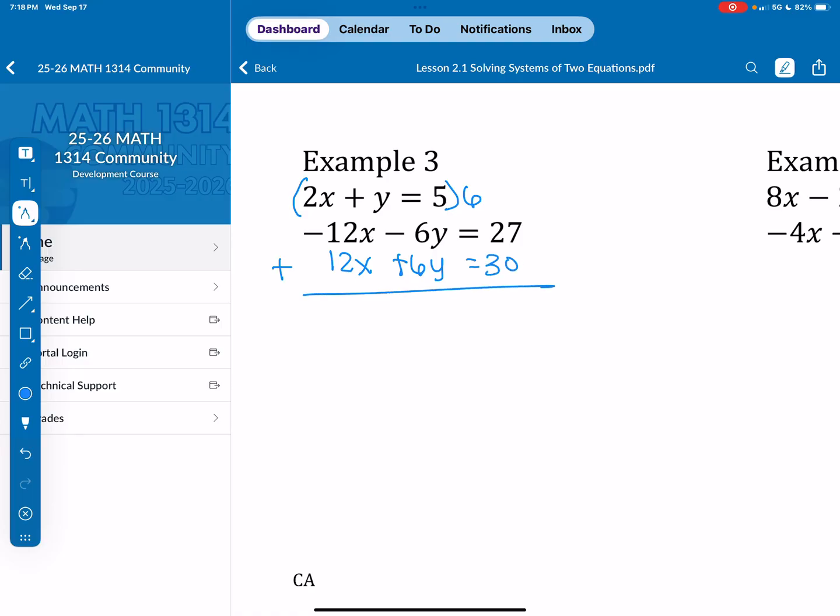And so I add my equations. So negative 12x plus 12x is going to cancel.